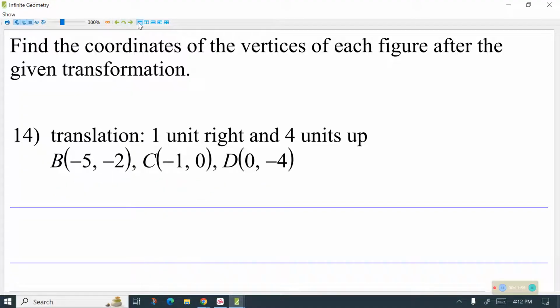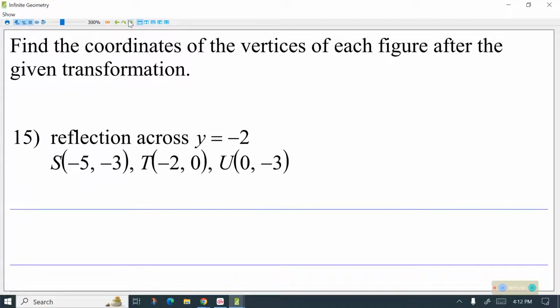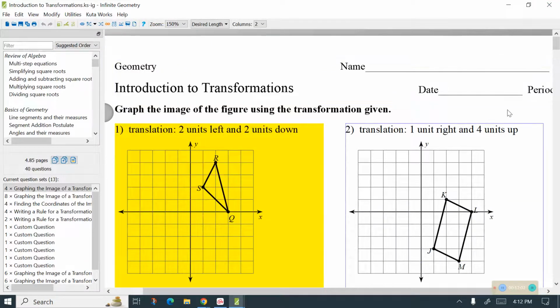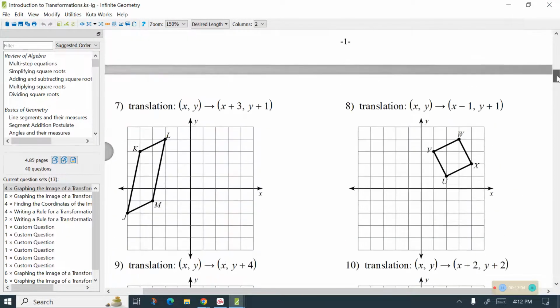So in this case, we have 15 and 16 I decided to scratch, so you guys go ahead and take those problems off. We'll do those on another day.